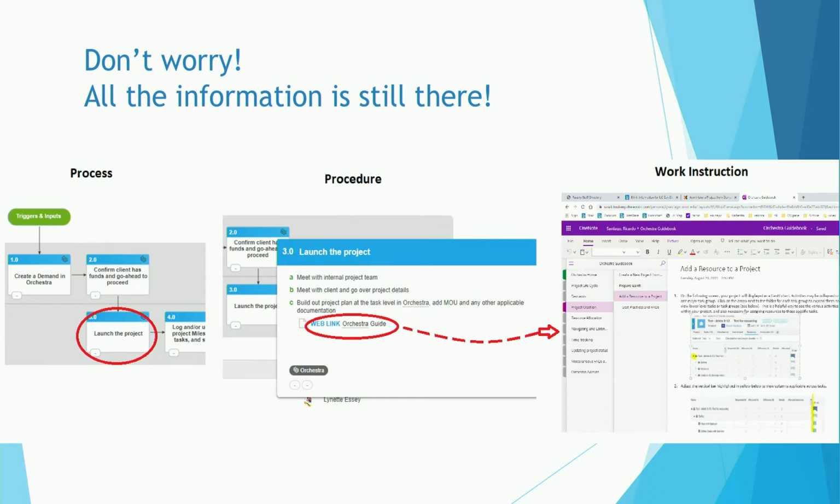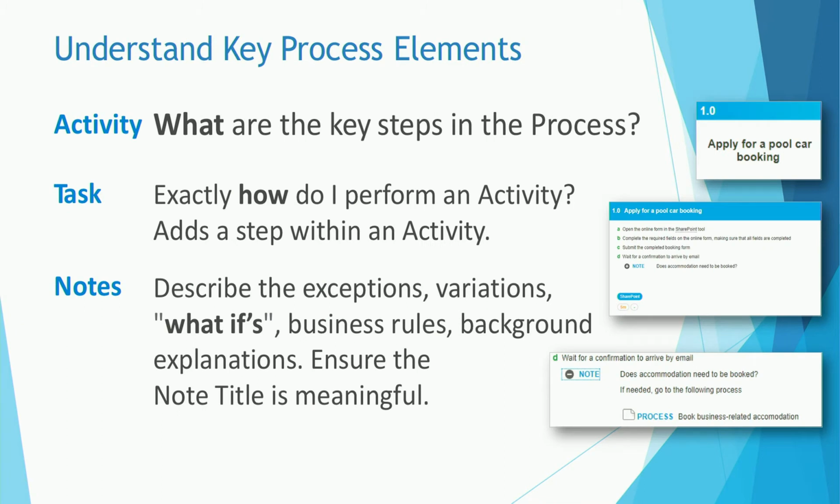Your process is going to be captured by activities. So what are the key steps in the process? What are the high-level buckets for your process? For your procedure, you'll use tasks. So what are the step-by-steps in how to perform the activity? Notes will help us include attachments, job aids, and also some information on variations. So some of the what-ifs, the rare scenarios that occur.